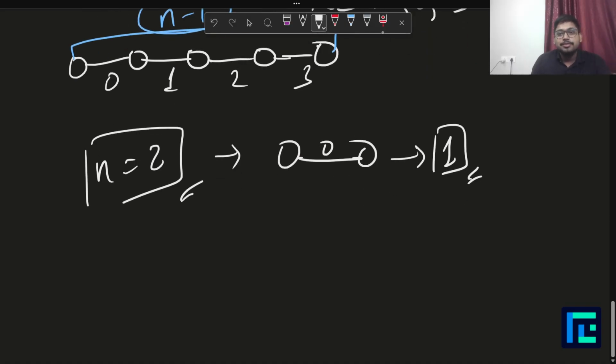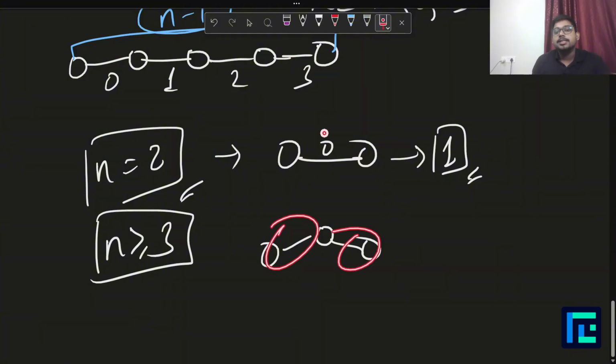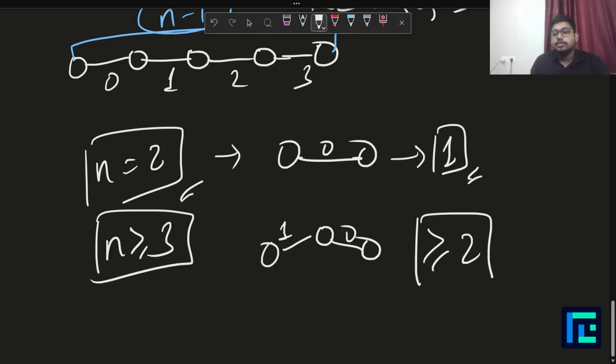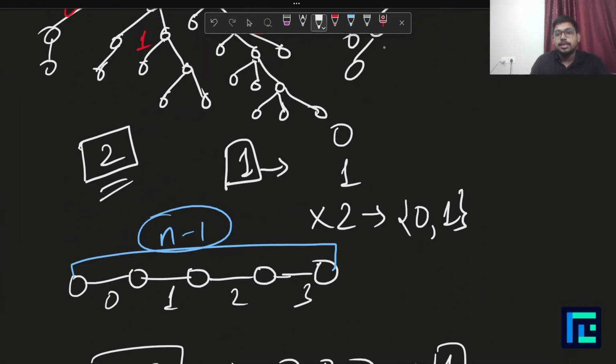So if you just exclude this n equal to 2 case, then for any tree having more than 3 nodes, you would have at least 2 edges, and those 2 edges would be assigned 0 or 1. So if n is greater than or equal to 3, there are at least 2 edges, so there would be 0 and 1 present there. That means your MEX has to be greater than or equal to 2. So if your MEX is greater than or equal to 2, then there are only 2 cases.